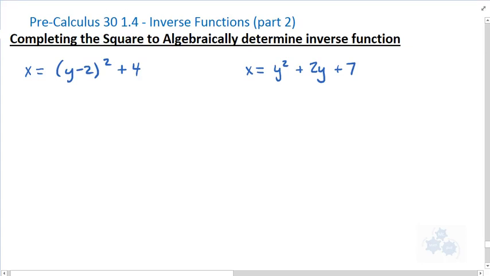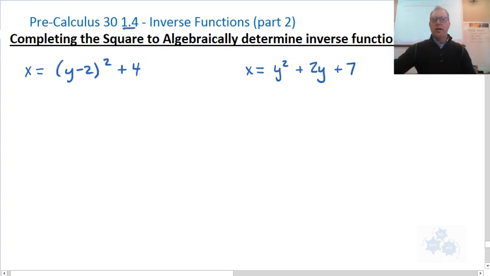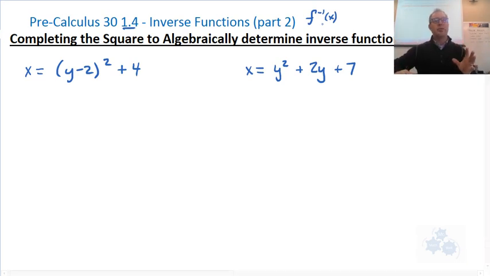All right, so as we continue section 1.4, we are determining inverse functions, so functions of f of x. f to the negative 1 of x is the inverse. We talked about this yesterday. Graphically, we saw that graphs of inverses are really just reflections about the x equals y, or the y equals x line, right? They're just reflections.